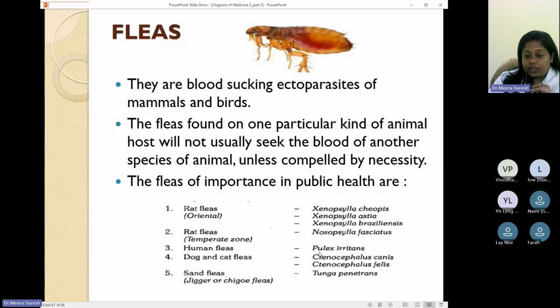Then human fleas are also called Pulex irritans. Then dog and cat fleas are there. I don't want you to remember this. Then sand fleas, Tunga penetrans, because an MCQ may be asked from this. The sand fleas are also called jigger or chigoe fleas.